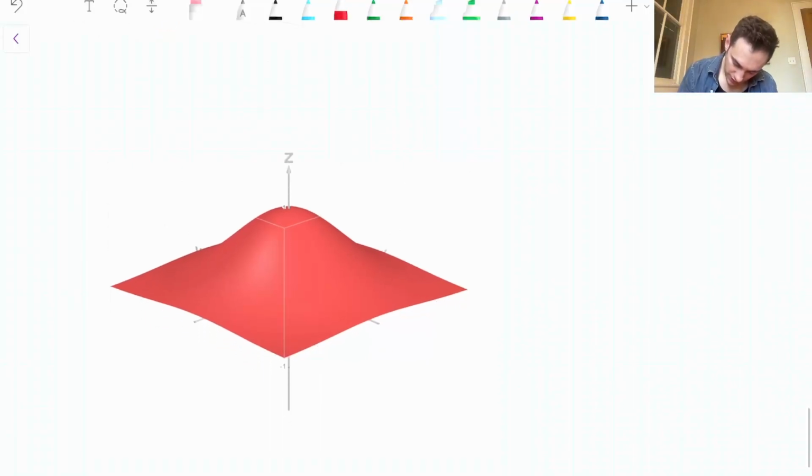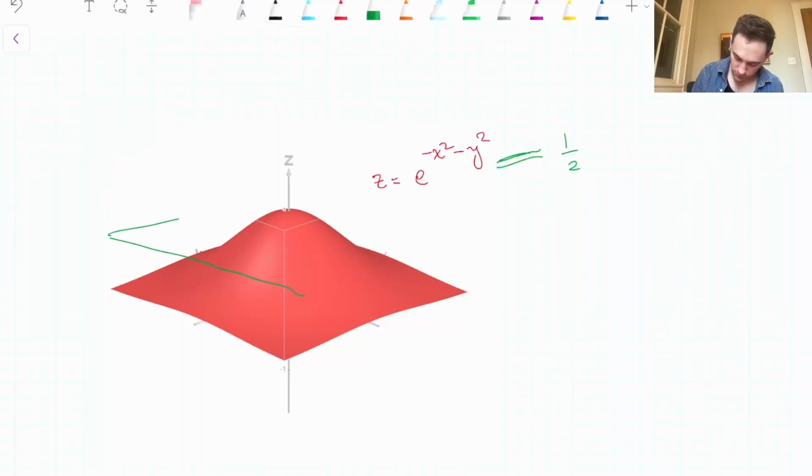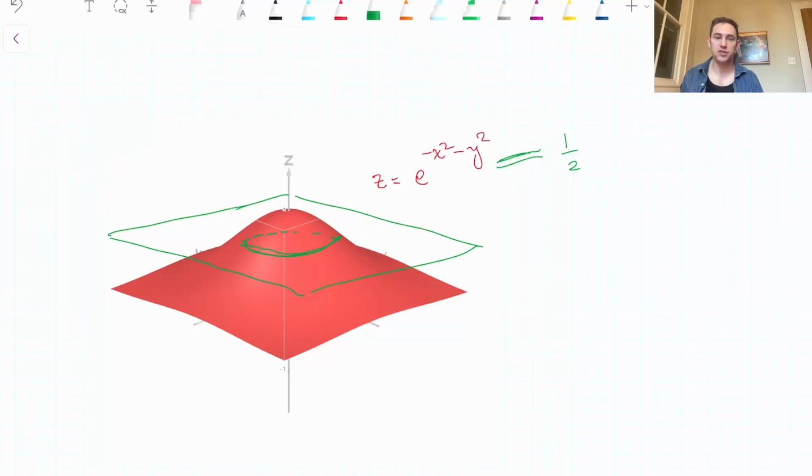So here, this was the graph of z equals e to the minus x squared minus y squared. And what I observe is that if I were to set this equal to a half, so I want to intersect it with the plane z equals a half, here's that curve of intersection. It'd be a perfect circle.